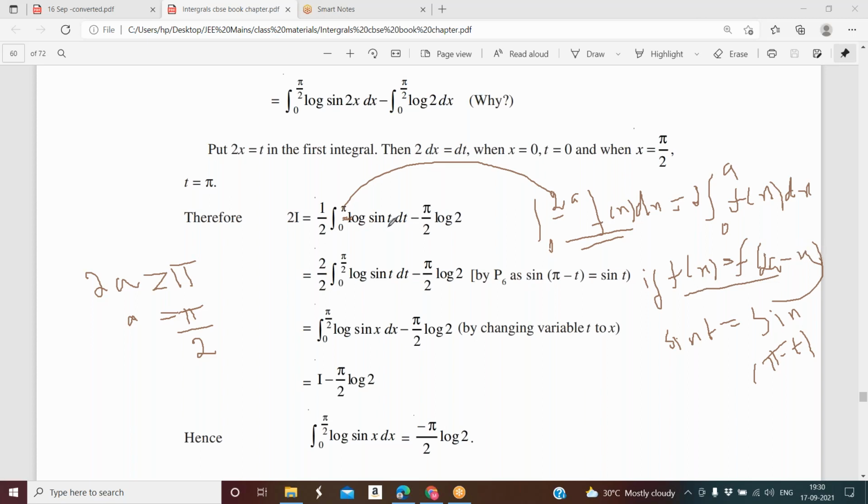What is your f of x? Sin t. Now replace t by 2a minus t. What is 2a? 2a is pi. So pi minus t, you will get sine of pi minus t. What is sine of 180 minus theta? It is sine theta. Both are equal. Sine t is equal to sine of pi minus t. Therefore, we can use this property.